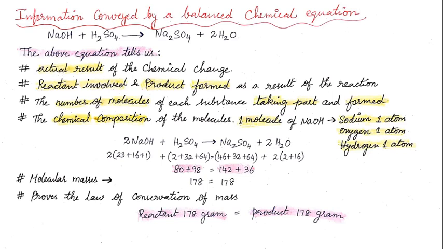So when these two reactants, sodium hydroxide and sulfuric acid, react, they produce sodium sulfate and also liberate water. The liberation of water and sodium sulfate is the actual product and the actual chemical reaction. This actual result can be observed in this equation. Also, the reactants involved and products formed: sodium hydroxide and sulfuric acid are the reactants, and sodium sulfate and water are the products. So the reactants and products can be identified in the equation.